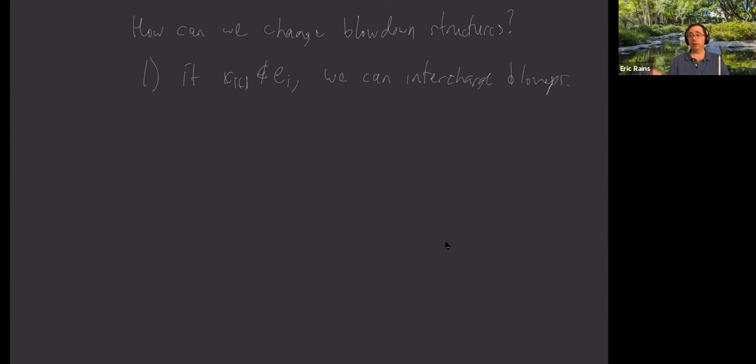I mean, all this changes is the blowdown structure, but it does change the basis of the Picard group, the Picard lattice. And what it does is it swaps E_i and E_{i+1} in the basis. So it just swaps those two adjacent basis elements. Okay, and this is just the standard fact that if you take two distinct points and blow them up, it doesn't matter what order you blow them up in. So the only problem is if you blow up a point and then blow up the same point, i.e. a point on its pre-image, that you can't do this interchange.